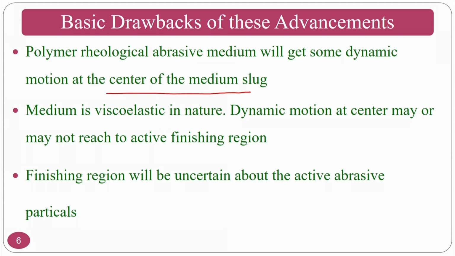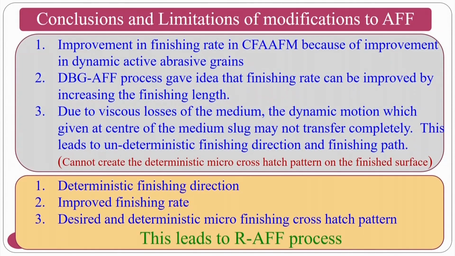The medium is viscoelastic in nature. Dynamic motion at the center may or may not reach the finishing surface. That is why the finishing region will be uncertain about active particles. So we will see in particular what limitations there are and what modifications we have to make. The first limitation is the improvement of finishing rate in centrifugal force assisted abrasive flow finishing, because of the dynamic active abrasive grains.